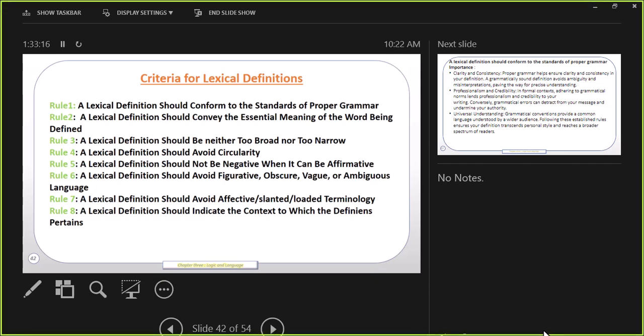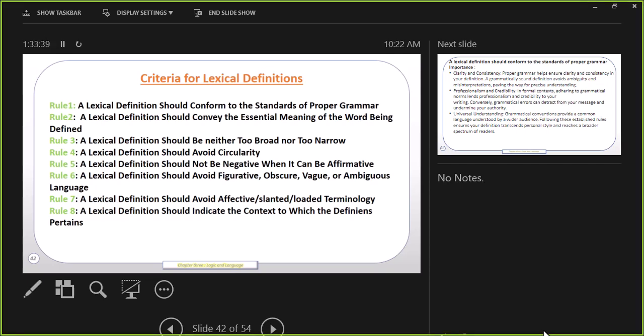The lexical definition should conform to the standard of proper grammar. Criteria number 2, lexical definition should convey the essential meaning of the word to be defined. A lexical definition should be neither too broad nor too narrow. It should avoid circularity. It should not be negative when it can be positive. It should not be figurative, obscure, vague, or ambiguous. It should avoid affective, slanted, or loaded terminology.